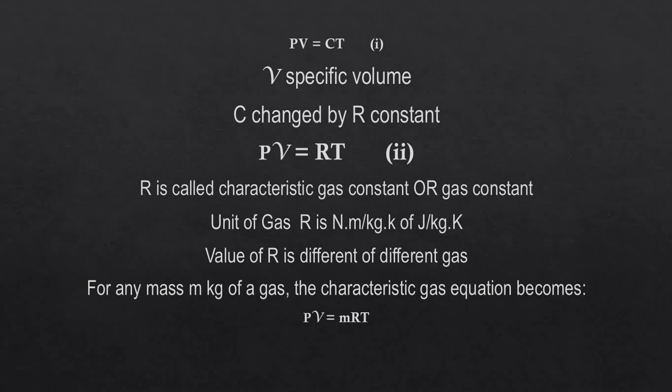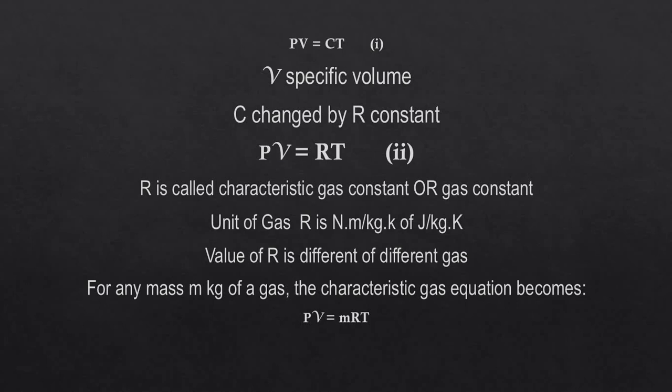For any mass m in kg of gas, the characteristic gas equation becomes mPv equals mRT. Dividing by m, we have the final equation PV equals mRT. In SI units, pressure is expressed in bar, where 1 bar equals 100 kilonewton per meter square. The unit of gas constant in SI units will be Newton meter per kg per Kelvin, or joule per kg per Kelvin.